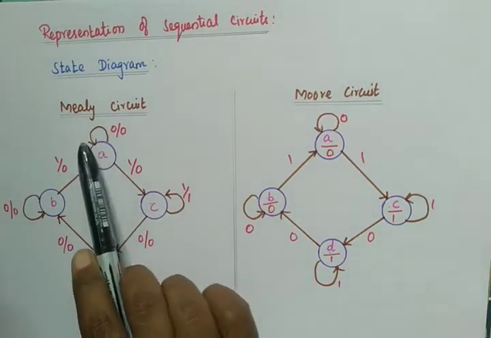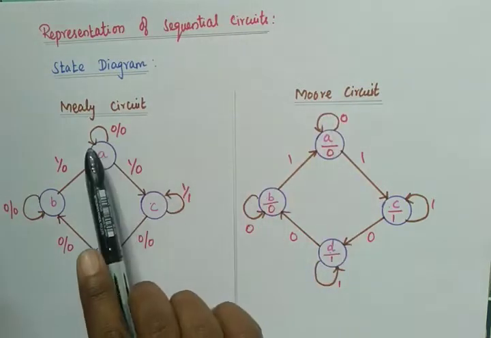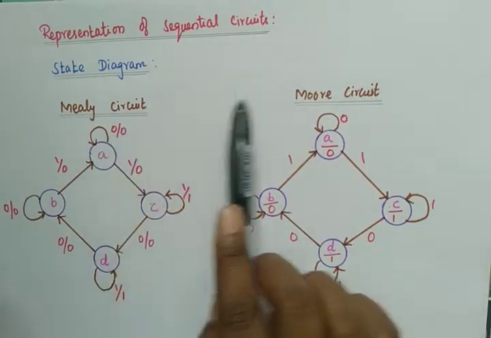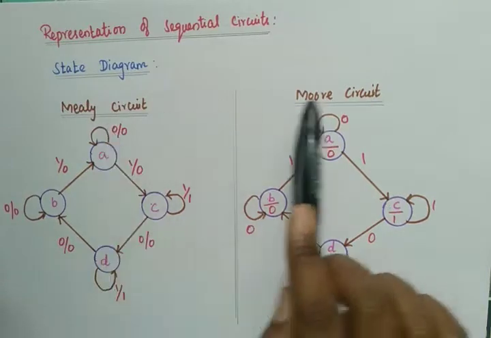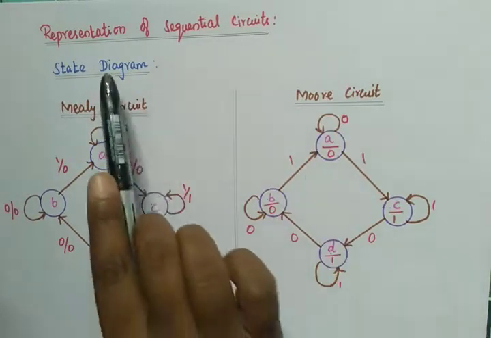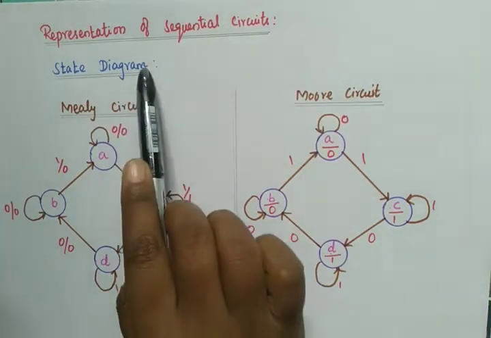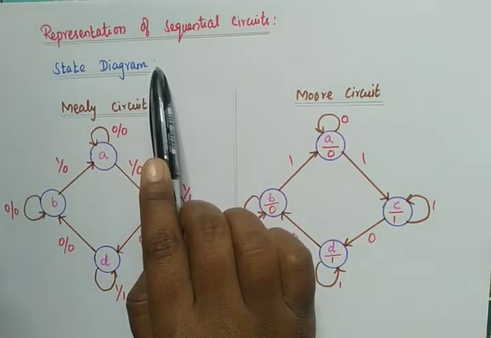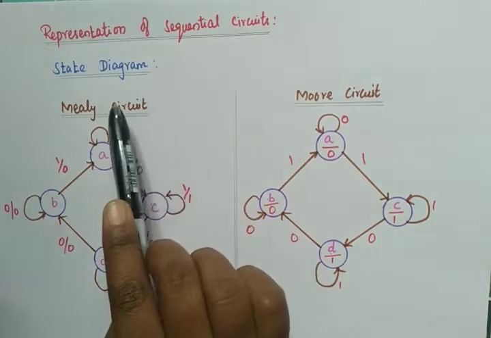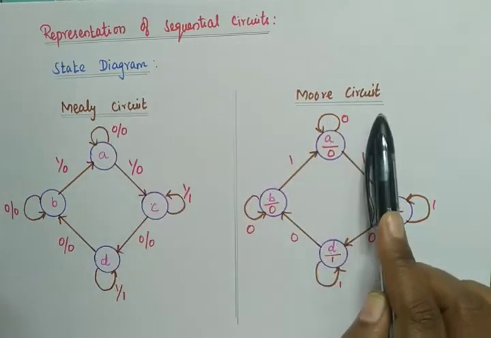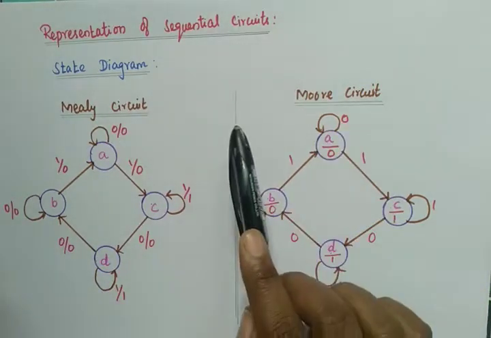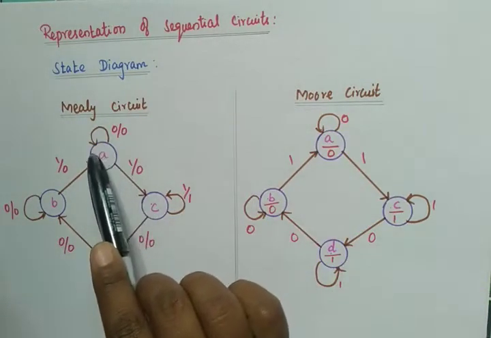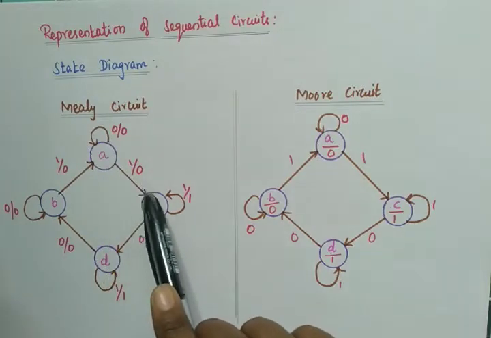Now, the state diagram can be represented by a circle. And there are two types: one is the Mealy circuit, and the other is the Moore circuit. So we can represent a sequential circuit by using a state diagram, which is a pictorial representation of two types, Mealy and Moore. So how can we represent it? This is represented by using circles and straight lines.